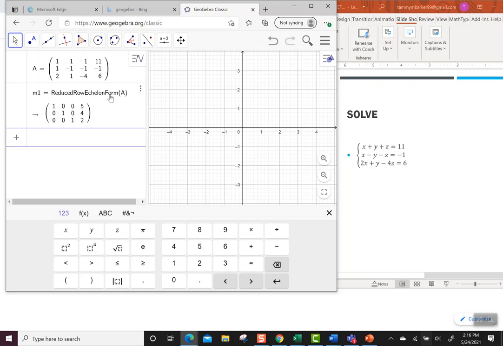So I can see the 1005, that says x is 5, 0104 says y is 4, and then 0012 says z is equal to 2. So I have my solution.